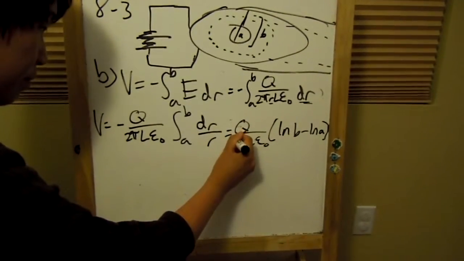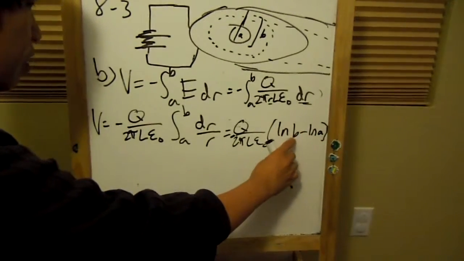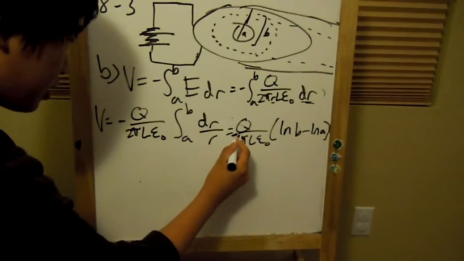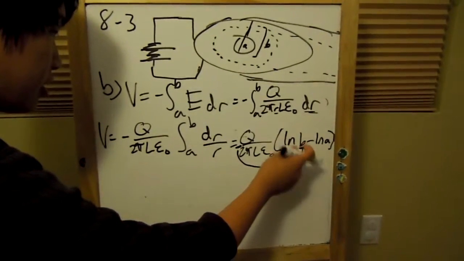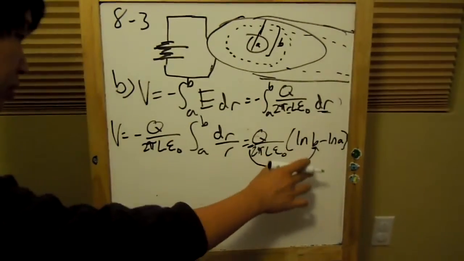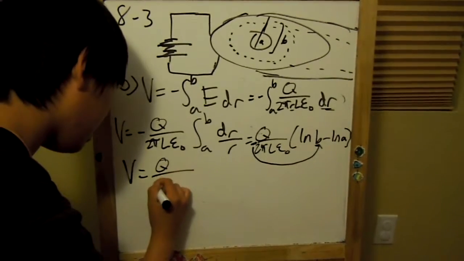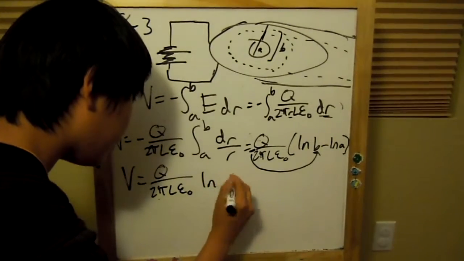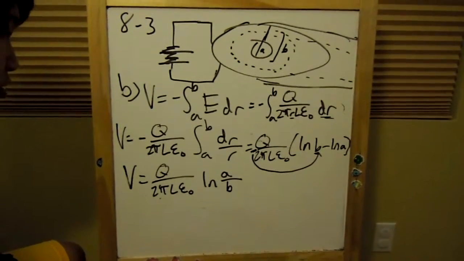Cleaning this up a little bit: by the definition of logarithmic functions, if you're subtracting them, you can divide them, right? And what we're going to do is take this negative and put it in here. We're going to multiply every term by negative, right? And instead of getting ln of b divided by a, we're going to get ln of a divided by b. So our final answer, really clean, is just going to be Q over 2 pi L epsilon naught ln of a over b. And that's it for part B.